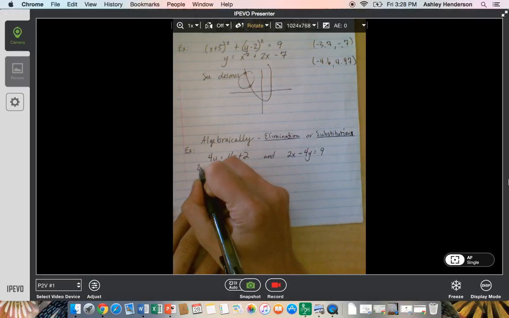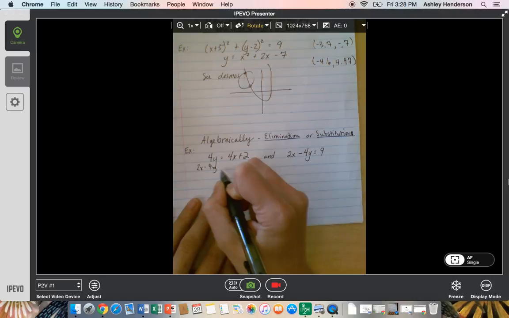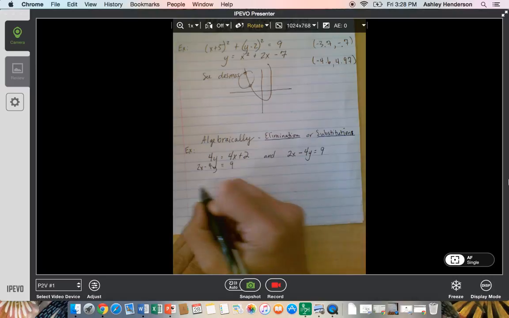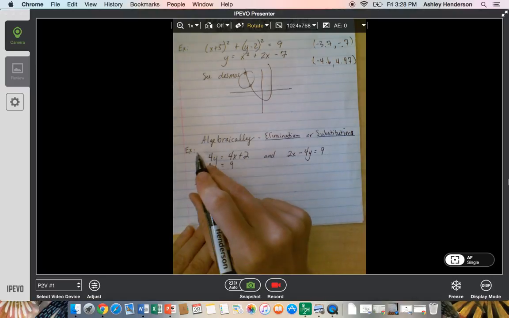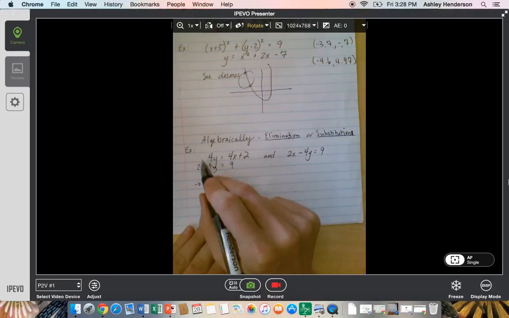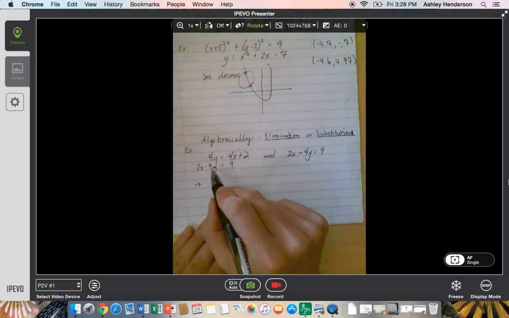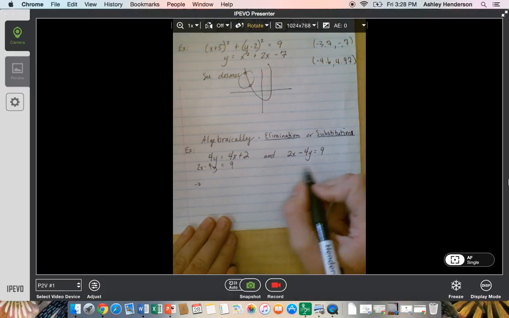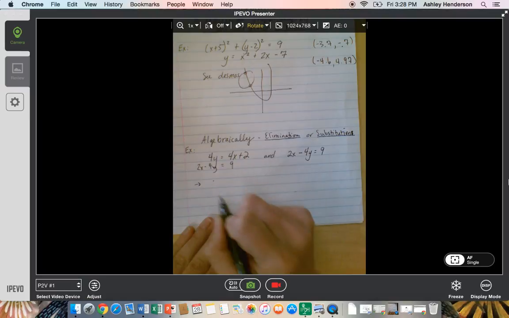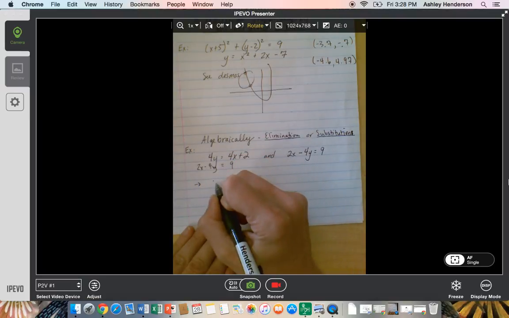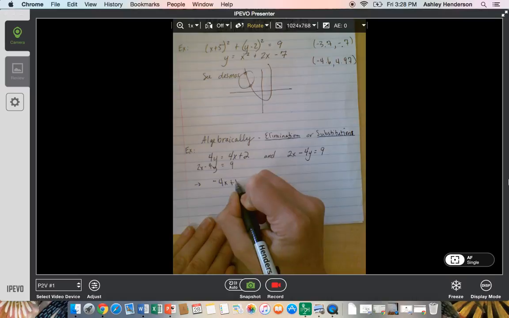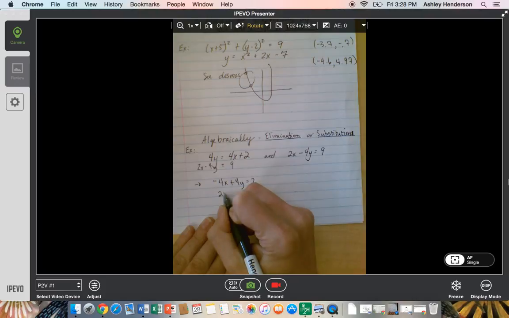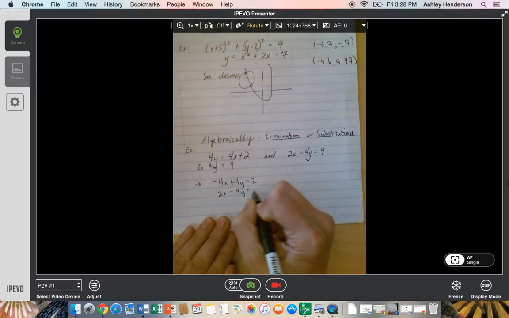So I'm going to line my equations up so that I have this lined up under here. So I have 2x minus 4y equals 9. And then I'm going to reorganize my two equations so all the x's are over the top of each other and all the y's are over the top of each other, and then I have my constant terms over each other. So bring this 4x over, -4x plus 4y equals 2, and 2x minus 4y equals 9.